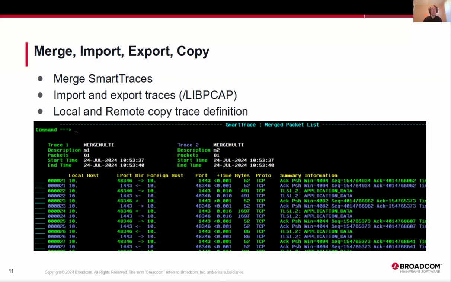So next, we're going to cover some more features. One of them is the ability to merge two smart traces together. What I mean by this is having two traces, whether they were on the same system or not, it doesn't matter. You can view the packets for those two traces at the same time. We merge them together, and what you see is a chronological list of the packets in those two traces, sorted by color. We color code them to say which is which.